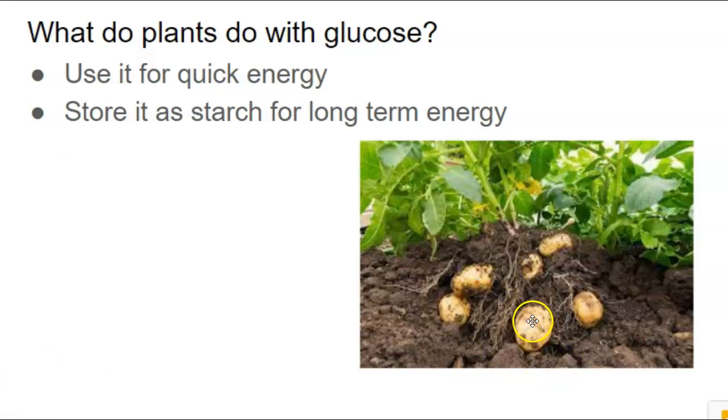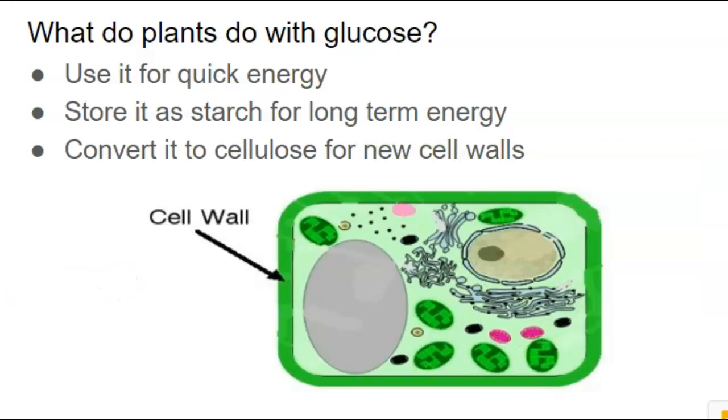Potatoes are really starchy because they're actually a place where the plant is storing the starch. So it makes starch and it's storing it in the roots, and that part actually becomes the potato. And then they can also change it into cellulose. Anything that ends in ose is a sugar. And so it can change it a little bit to make it into cellulose, and that can make up new cell walls. So it can help make cells. So plants can use it for energy now, use it for energy later, or use it to make cells.